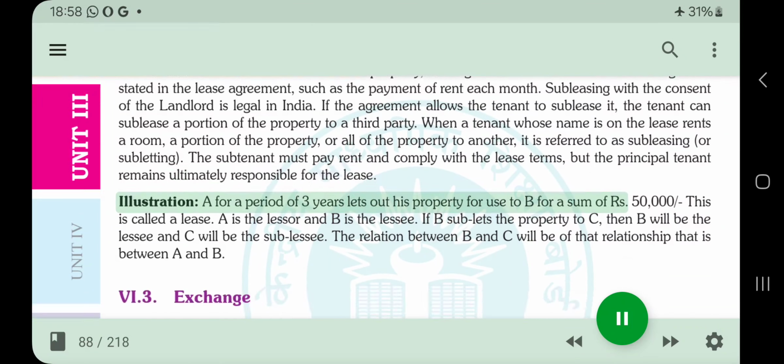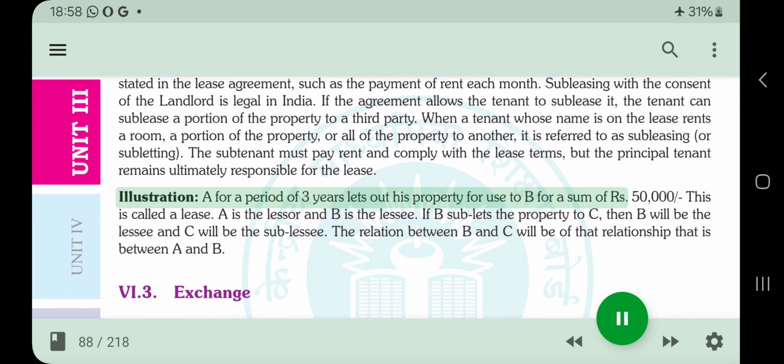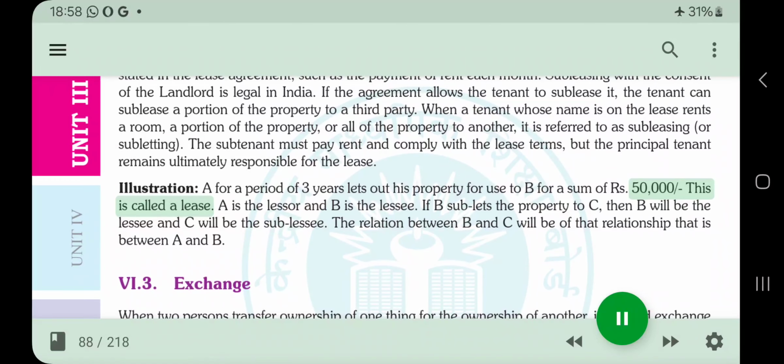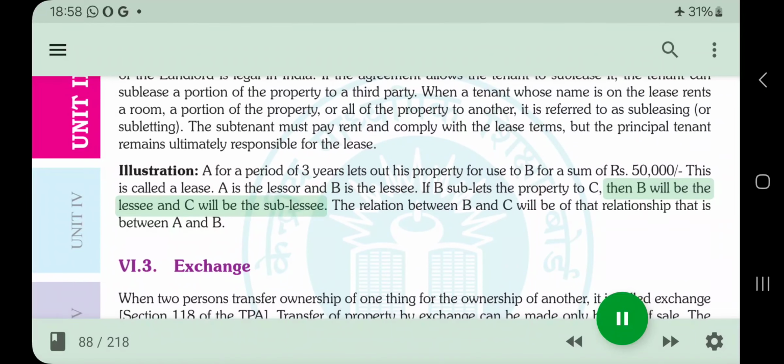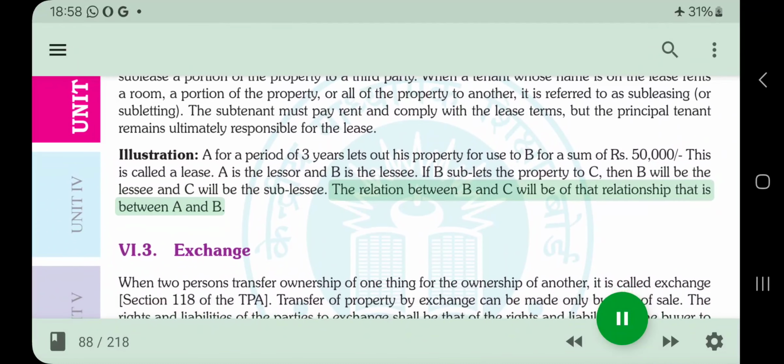Illustration. A for a period of 3 years lets out his property for use to B for a sum of Rs. 50,000. This is called a lease. A is the lessor and B is the lessee. If B sublets the property to C, then B will be the lessee and C will be the sublessee. The relation between B and C will be of that relationship that is between A and B.